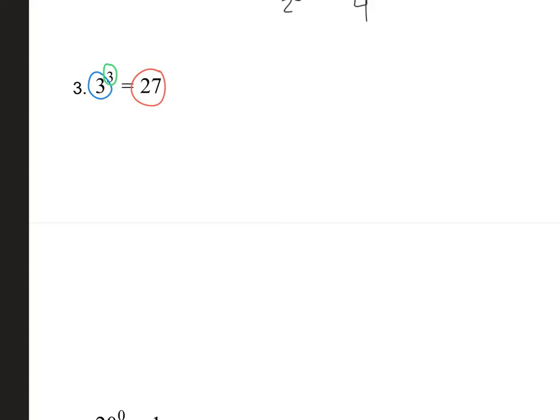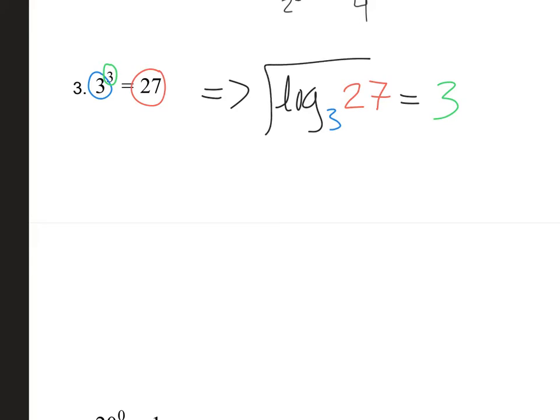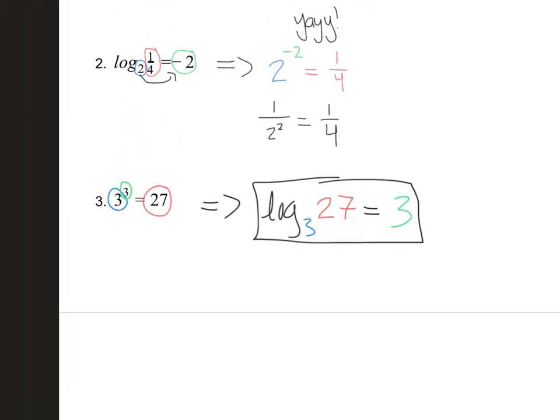Okay, but let's rewrite this as a log function. Let's go the opposite way. So I've got log base 3. Remember the 27 goes here. And that should equal whatever the exponent is on the left, which is 3. And there you go. So now we're just going backwards.